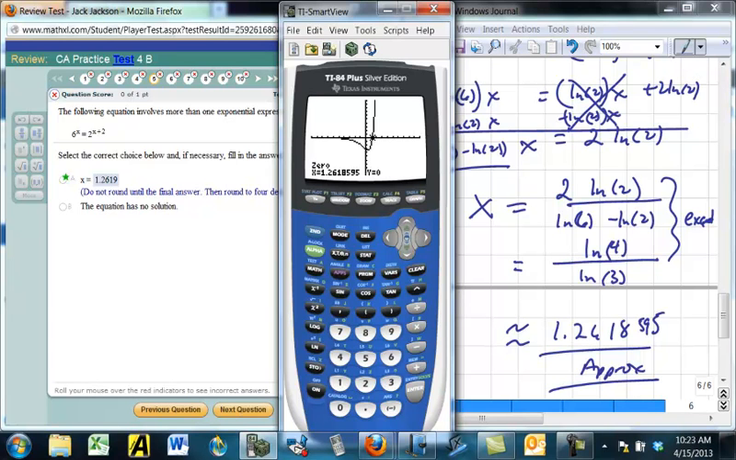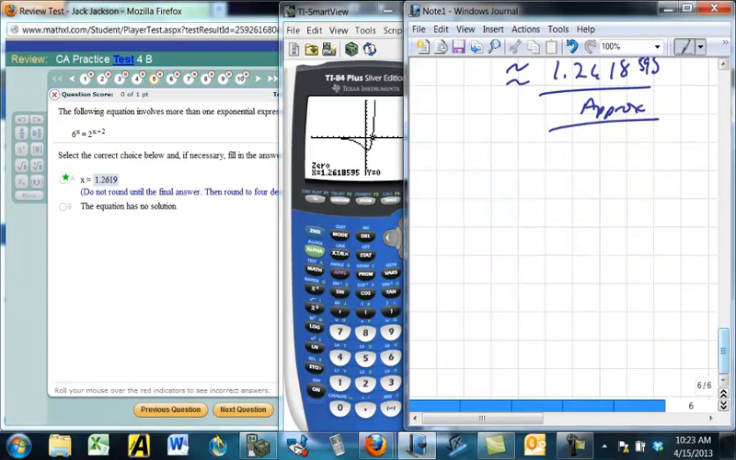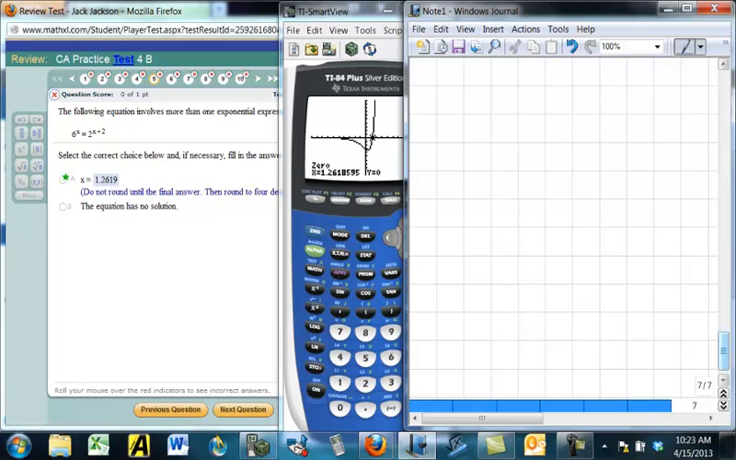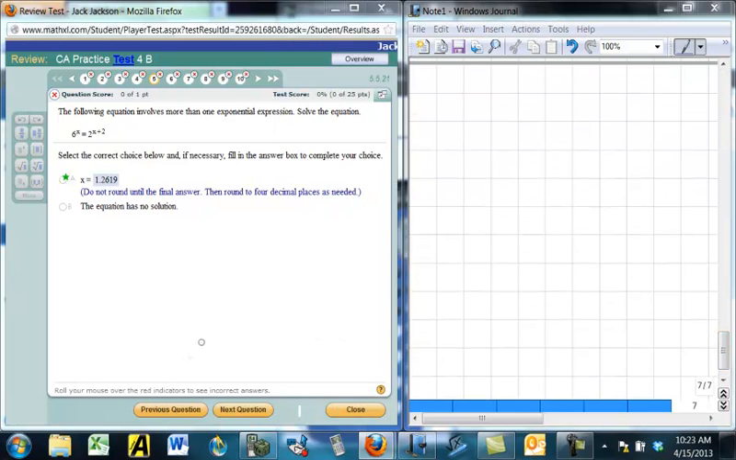So there's a couple of different graphing calculator ways, and then an algebraic way. Of course, you don't have to do all those on the test. You can if you've got time to check things, but you only really have to do one of those.